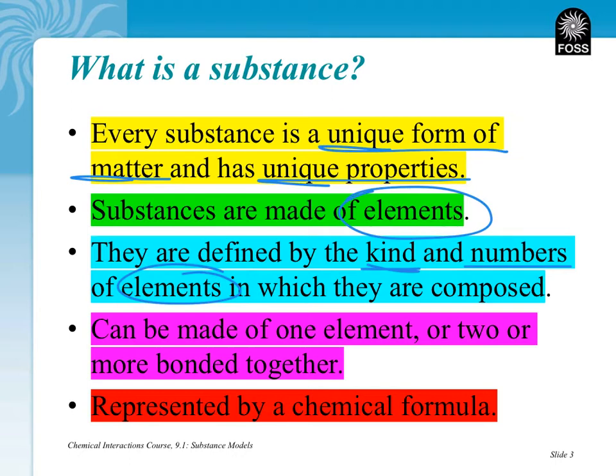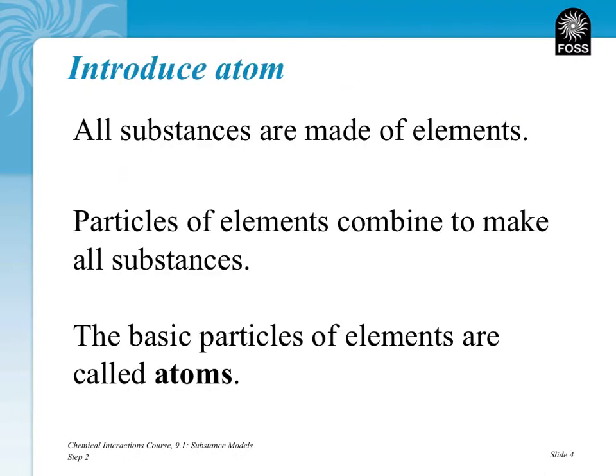Moving on, a substance can be made of one element by itself, or 2 or more bonded together, and that's what we're going to focus on in this lesson. And finally, it can be represented by a chemical formula. What makes that substance is its chemical formula, its chemical name, and then its more common name that we refer to. So here again, all substances are made of those basic elements.